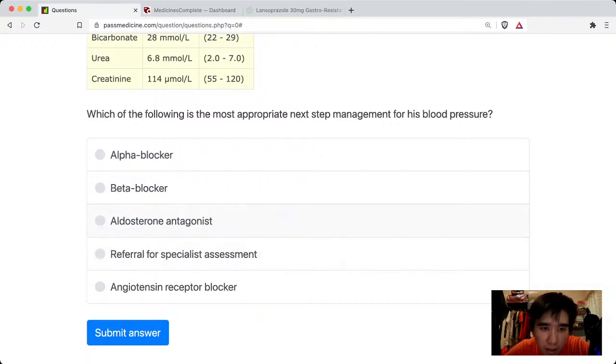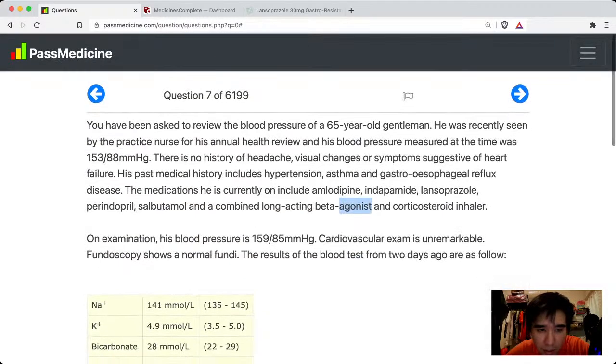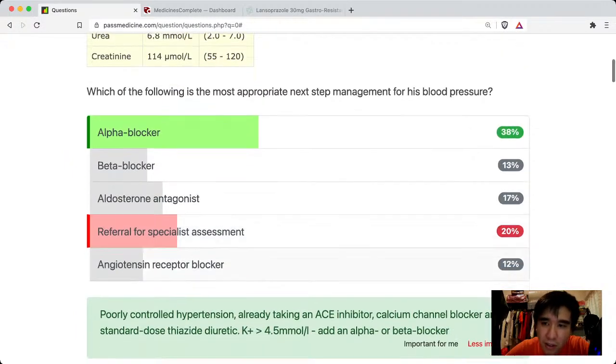He's already on an ACE inhibitor, so angiotensin receptor blocker is out. Aldosterone antagonist is out as well. That leaves alpha blocker and referral. I don't know about alpha blockers, so I'll just refer. I know my limits, but let's see what the answer is. The answer is an alpha blocker. Okay.